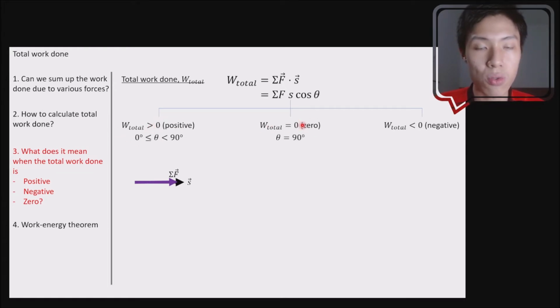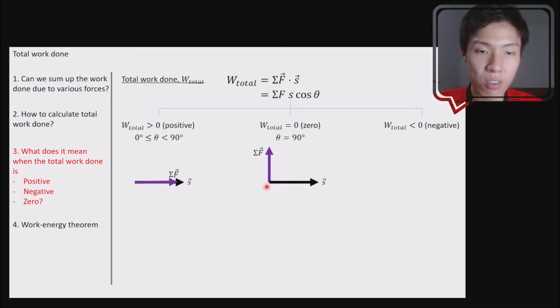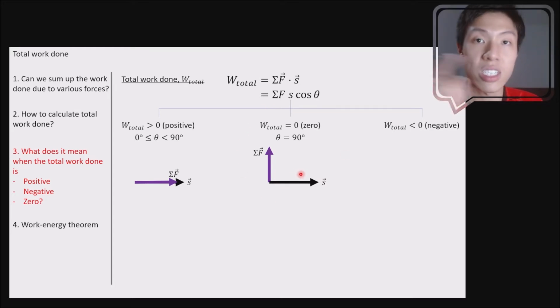Next, for your total work done equals 0, it's because your angle between the net force and the displacement is 90 degrees. So if our displacement is pointing, let's say, in this direction, then you see your net force either pointing up or pointing down, as what's shown over here. So there's nothing much to be explained for this situation here. If your net force is perpendicular to your displacement, it's a situation which we rarely see in chapter 5, but this situation over here is actually a situation that we'll see in chapter 6.